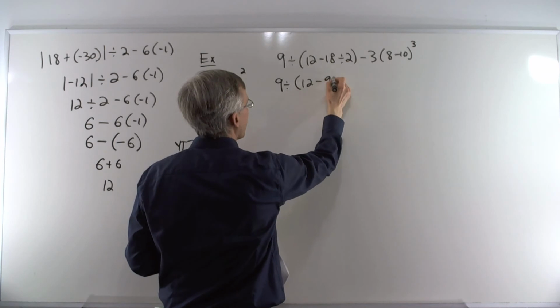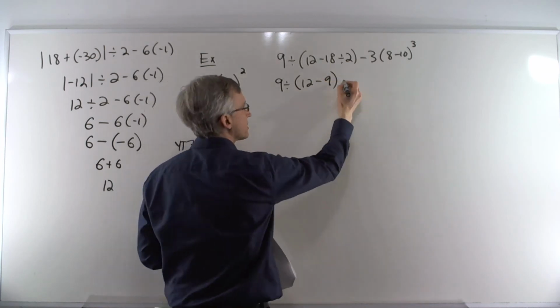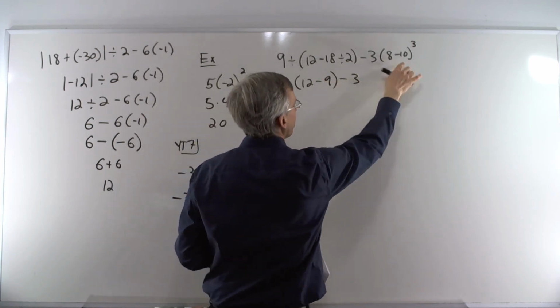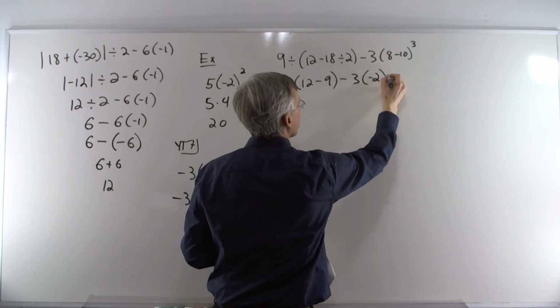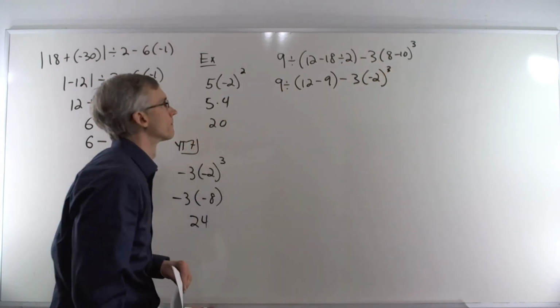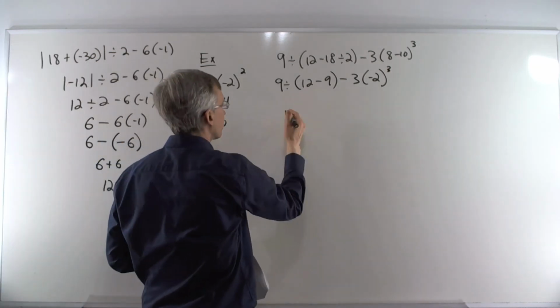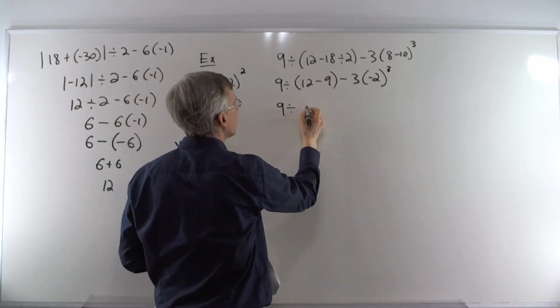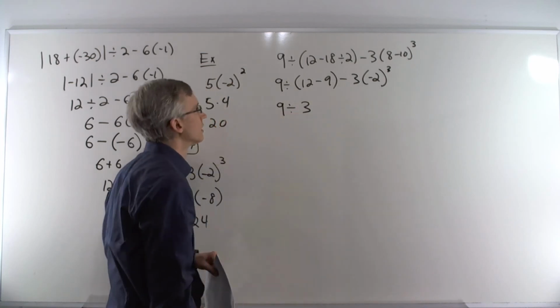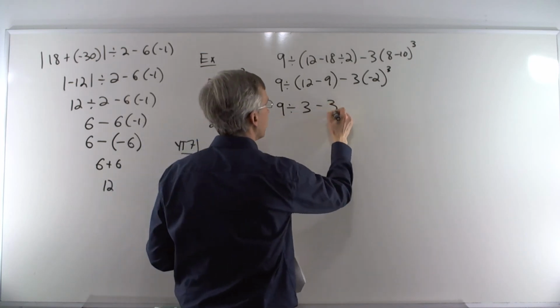18 divided by 2 is 9, so we get 12 minus 9 inside the parentheses there. And over here, 8 minus 10 is -2. -2 to the third power. All right, now complete inside this grouping symbol. So divide 9 divided by 3. Everything else stays the same.